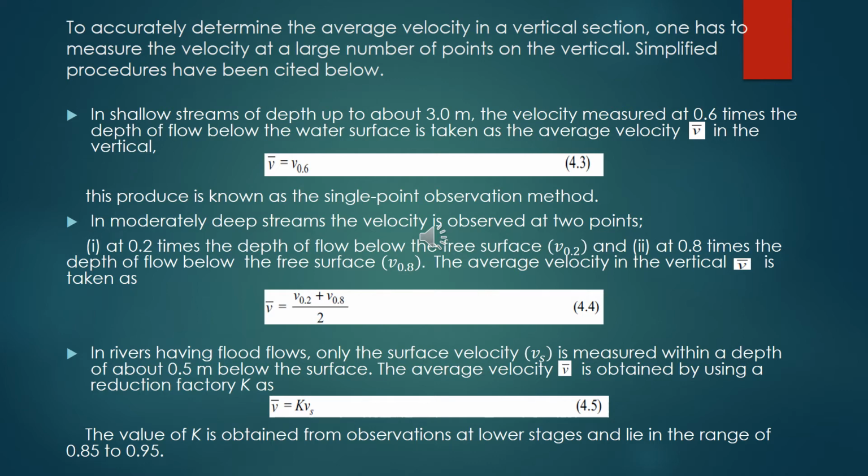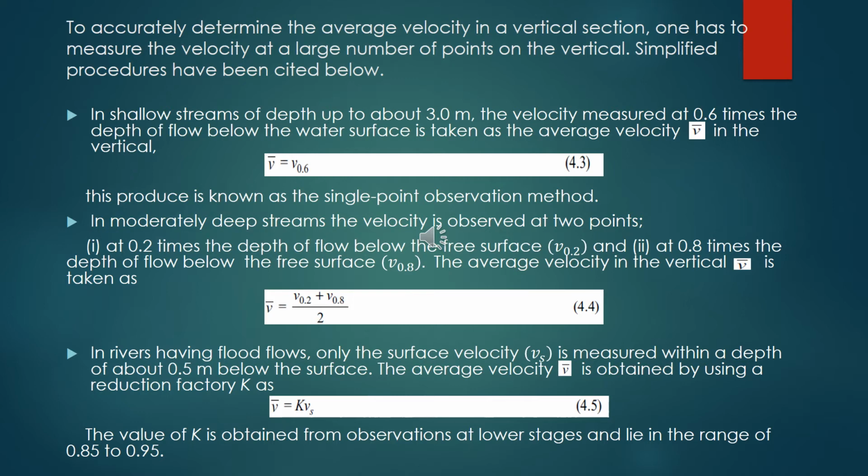In moderately deep streams, the velocity is observed at 2 points. First point is at 0.2 times the depth of flow below the free surface. Second point is at 0.8 times the depth of flow below the free surface.